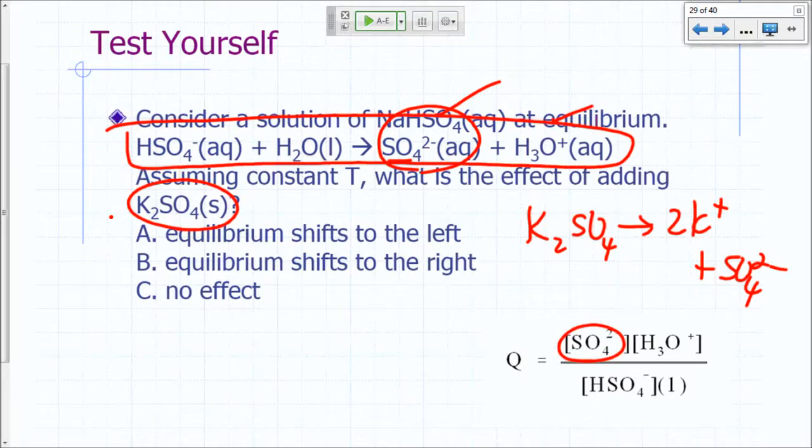Sulfate times hydronium over HSO4⁻, and that's just water. That's activity 1, right? So what would happen if I have more of this? Q gets bigger. So temporarily, as a result of the stress, Q has gotten bigger than K_eq. So which way will the equilibrium shift? Which direction will the reaction take in order to counteract that effect?